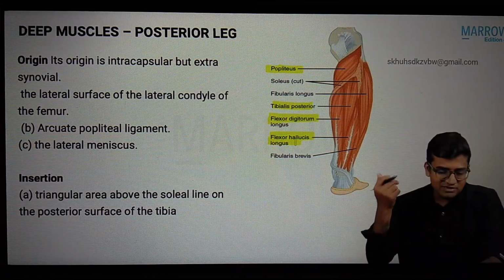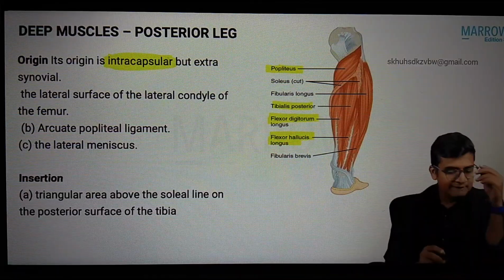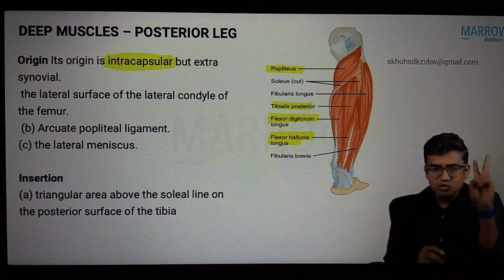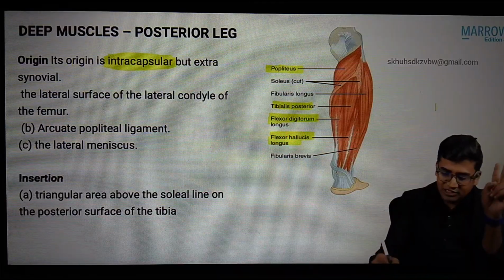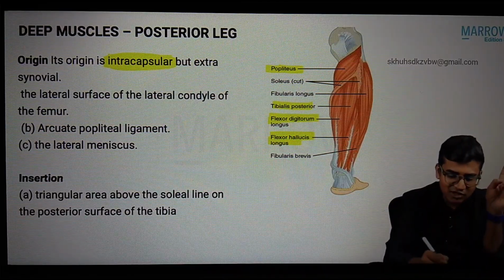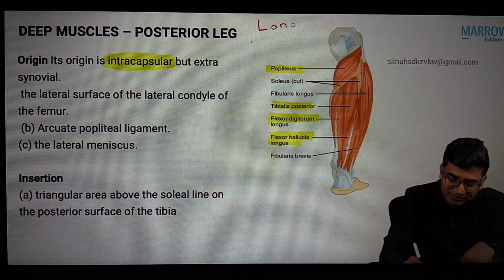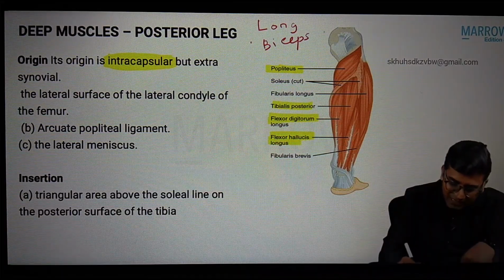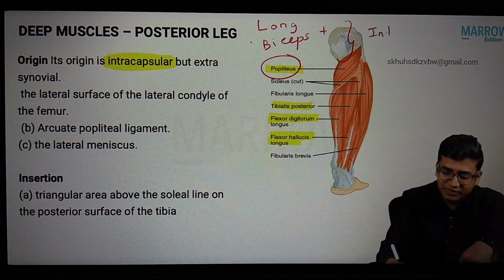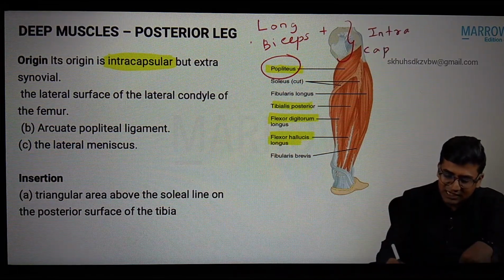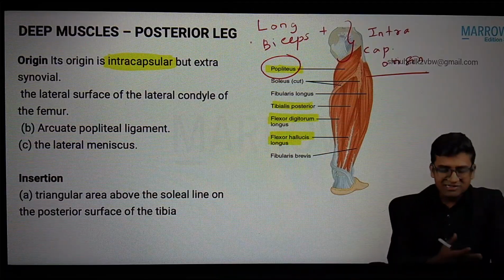Now, see the popliteus muscle. Popliteus muscle, the origin is intracapsular. In the body, we have only 2 muscles having intracapsular origin. What are those? One is the tendon of popliteus, another one is the long head of biceps. So, the long head of biceps and the popliteus tendon, they have intracapsular origin. This is very important. Please don't forget.